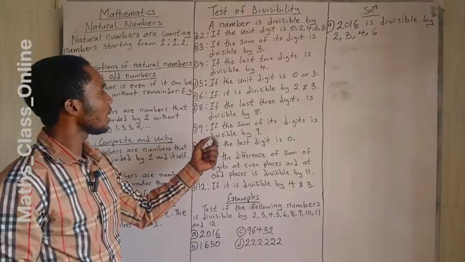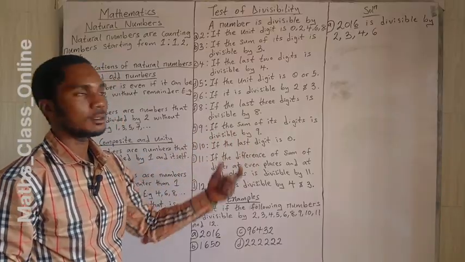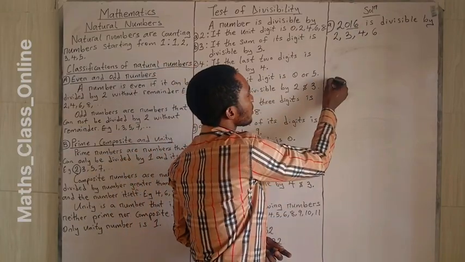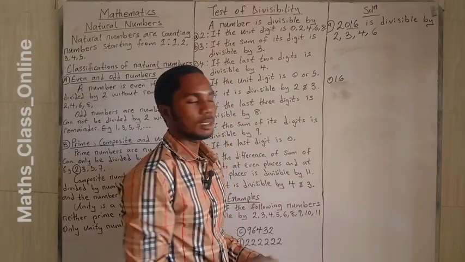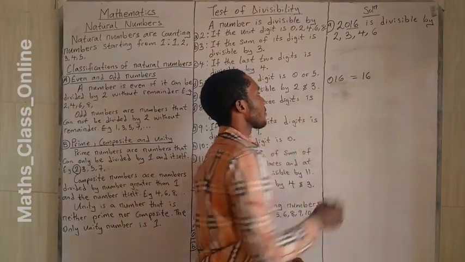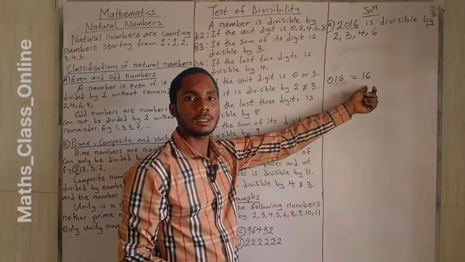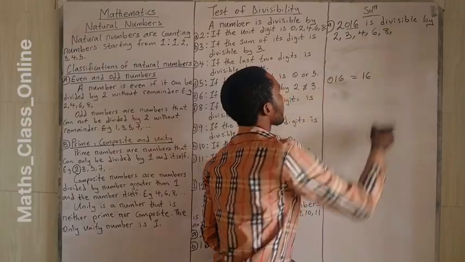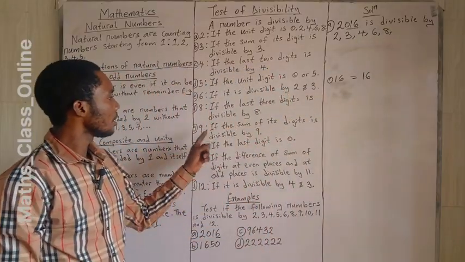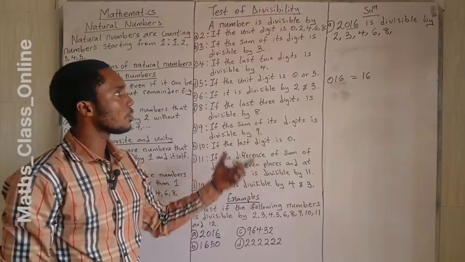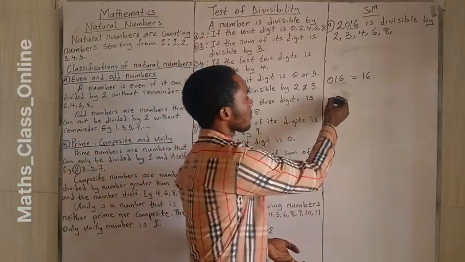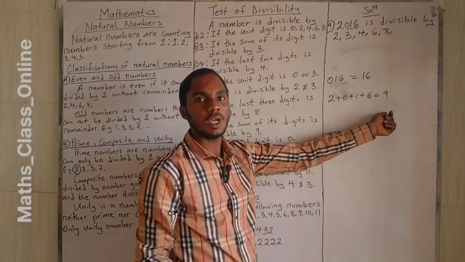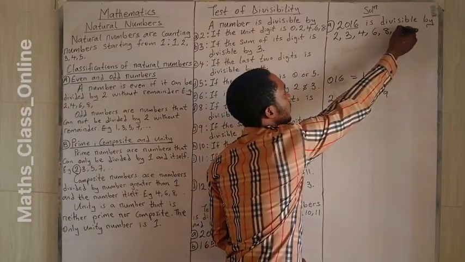For 8, if the last 3 digits are divisible by 8. What are the last 3 digits of 2016? The last 3 digits are 016, and this is the same as 16. Can 8 divide 16? Yes, 8 times 2 is 16. That means that 2016 is divisible by 8. For 9, if the sum of its digits is divisible by 9. What is the sum of the digits of 2016? 2 plus 0 plus 1 plus 6 is equal to 9. 9 divides 9. That means 2016 is divisible by 9.